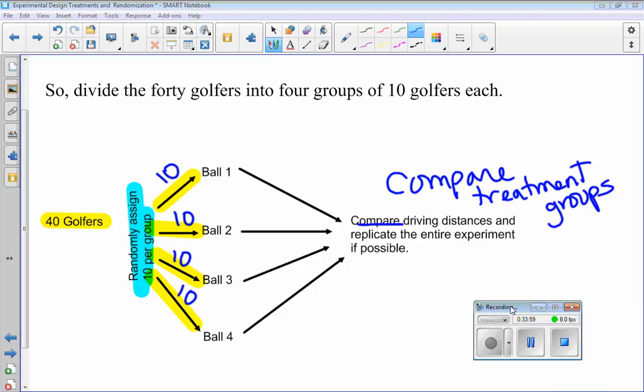Now, it does say replicate the entire experiment if possible. We've already addressed one form of replication because we have 10 people in each treatment group. The other form of replication is just to repeat the whole experiment. What might be some issues with that? Okay, the golfers might be tired. Think about outside of this particular experiment. In any experiment, what might be the issue with having to repeat it all again? The soreness, the people might get tired, you might have to have different people.